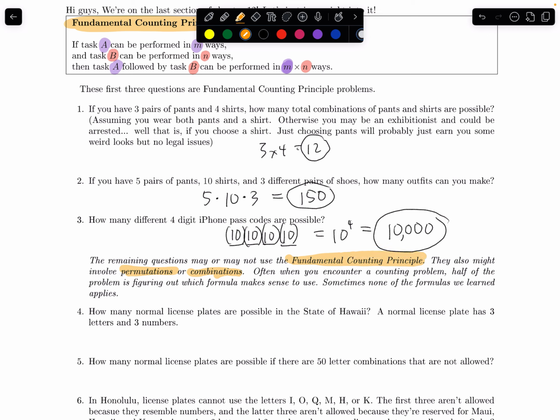Often in a counting problem, half the problem is figuring out which formula makes sense to use. Sometimes none of the formulas we learned applies, although I think every problem I have here applies in some way. Sometimes you can also have combinations of more than one counting principle, like a permutation question that also uses the FCP.